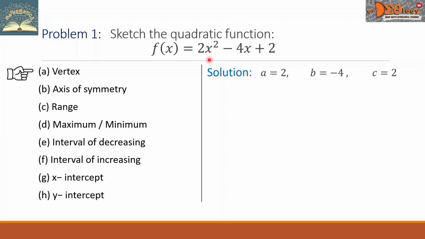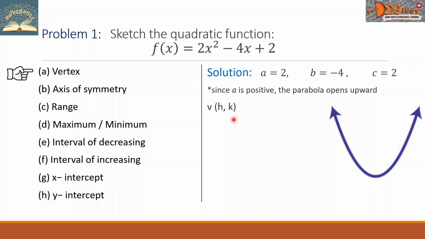Note that we can collect the values of A, B, and C. A is the coefficient of x squared, that is 2. B is the coefficient of x, so we write here negative 4. And C is the constant 2. Note that A is positive, so the parabola opens upward.